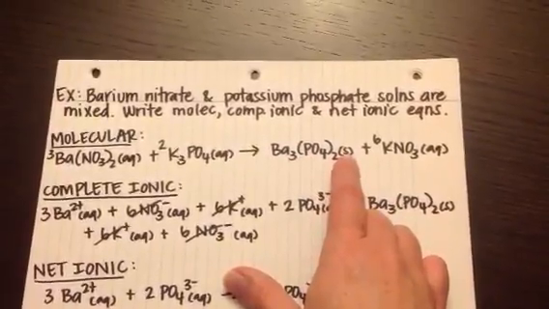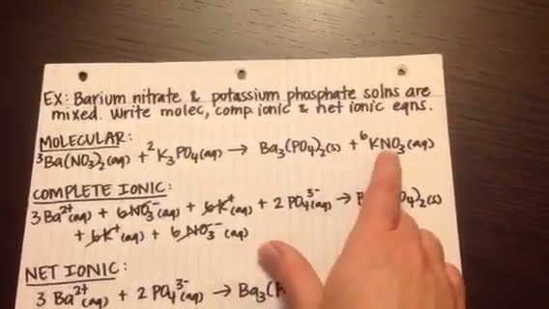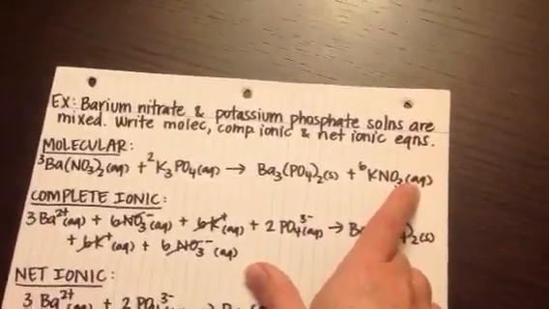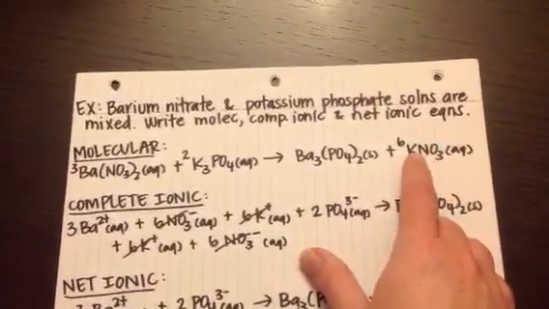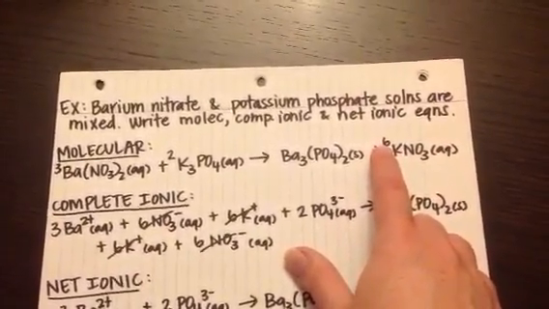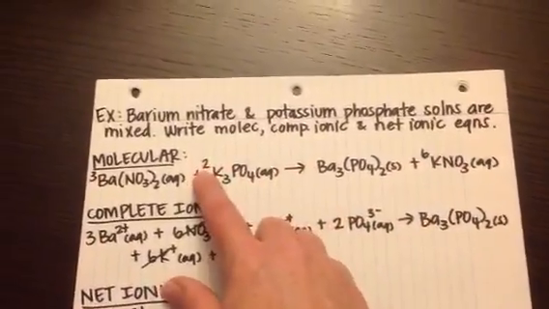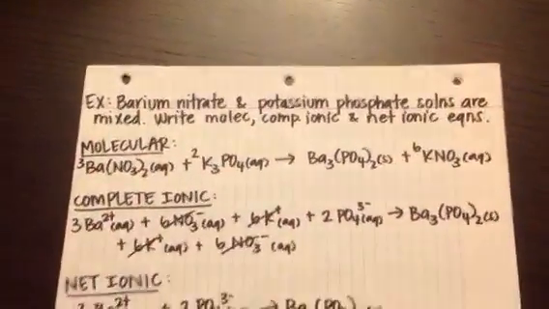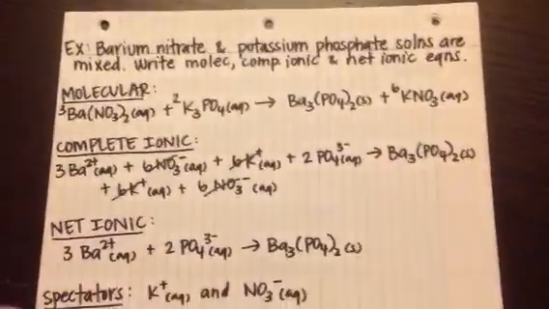Barium phosphate is insoluble, so it's my precipitate. Potassium nitrate is soluble. And then of course I need to balance this. I was running out of room, so there's my coefficients of 6, 1, 2, and 3. Okay, so that's the molecular equation. That's something you already know how to do.